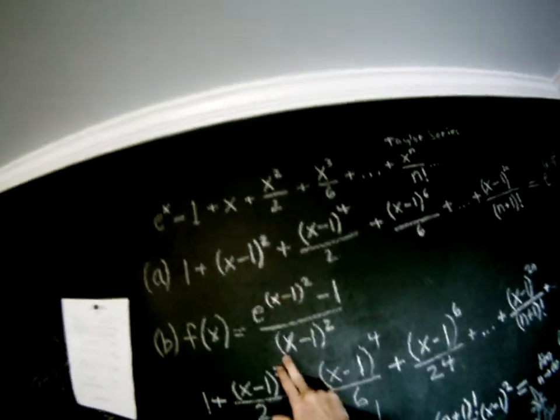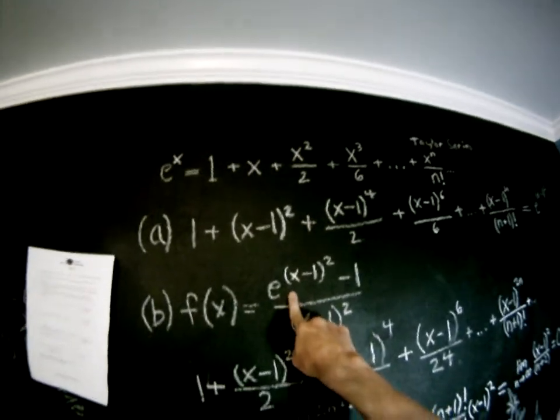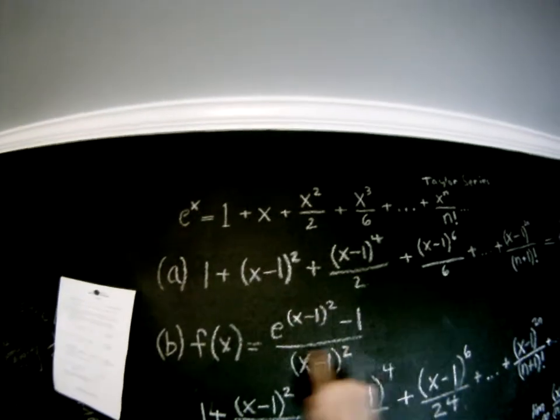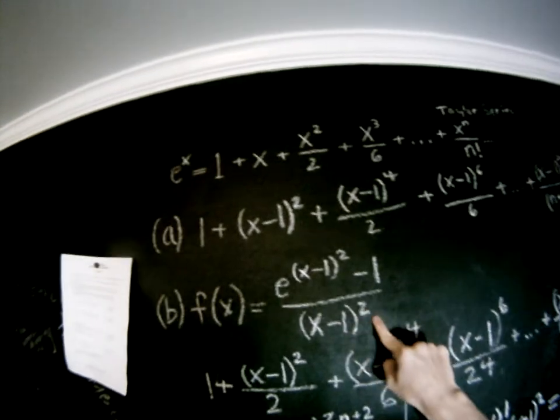Now, part B says use the Taylor series found in part A to write the first four non-zero terms and the general term of the Taylor series for f about x equals 1. They gave you f earlier, and it's right here. We already have the series for e^((x-1)^2), so really all you have to do is subtract 1 from the entire thing and divide the whole thing by (x-1)^2.